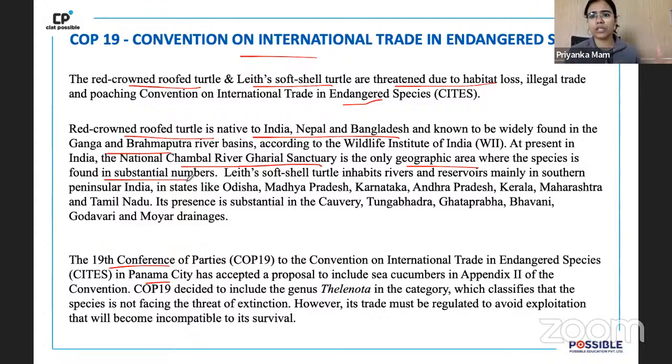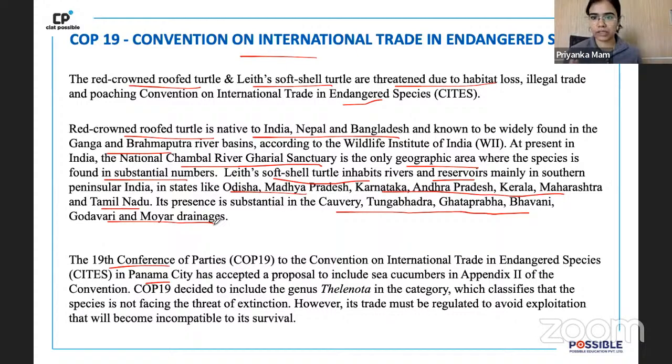अब species की बात हुई है, so you need to know about it, right? Then Leith's soft-shell turtle inhabits rivers and reservoirs, mainly in the southern peninsular India, like in Odisha, Madhya Pradesh, Karnataka, Andhra Pradesh, Kerala, Maharashtra, Tamil Nadu. And its presence is substantial in Kaveri, Tungabhadra, Ghataprabha, Bhavani, and Godavari and Moyar drainages. So सिर्फ इतना जानो कि कहाँ पे substantial population है, and just have a basic idea.